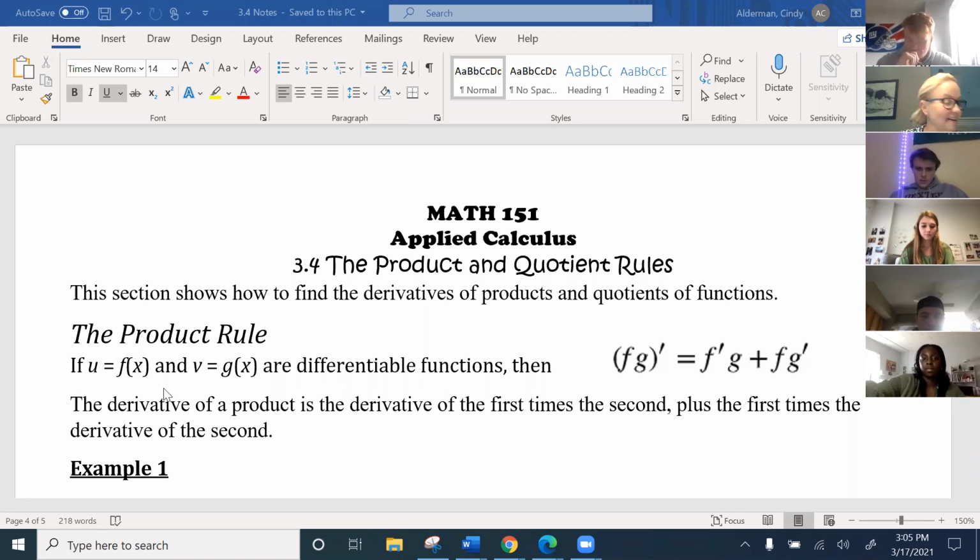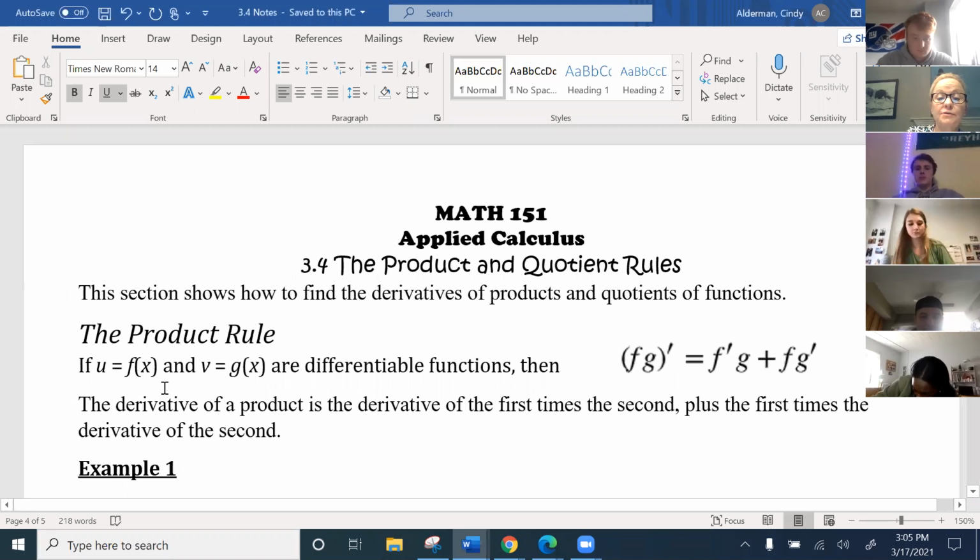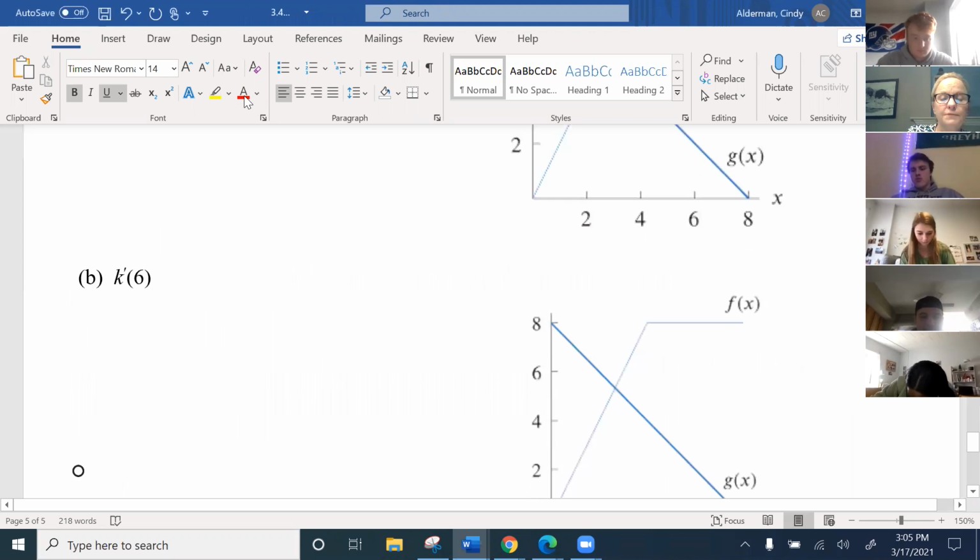Okay. And I like how they put this in words. The derivative of a product is the derivative of the first. Whoops. Where are you going here?